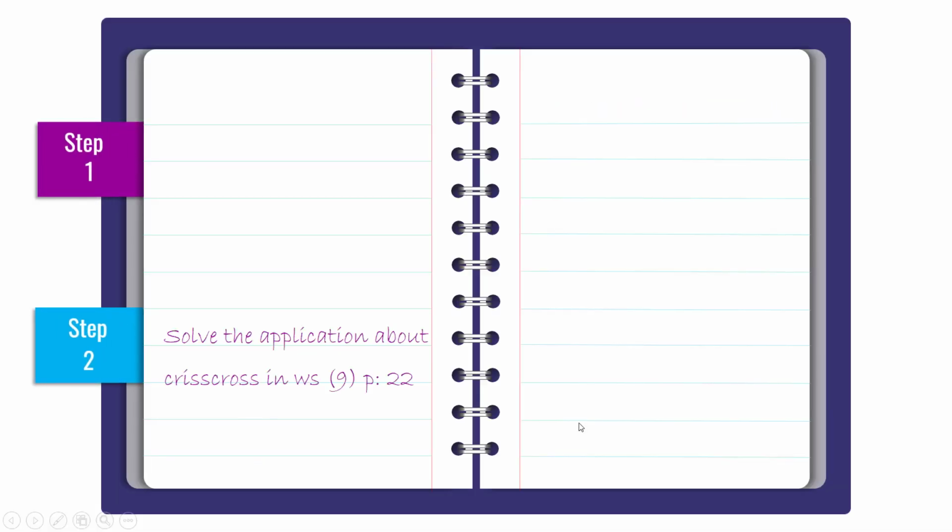Finally, for the next time, solve and memorize numbers 2 and 3, page 22, worksheet 9. And solve the application about the criss-cross in worksheet 9, page 22.